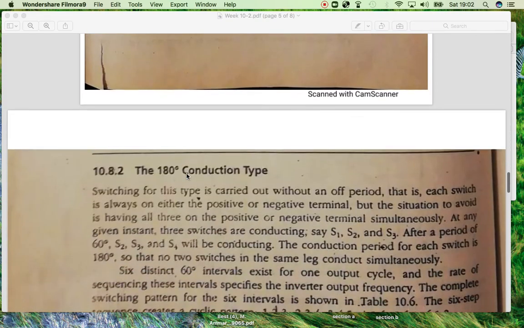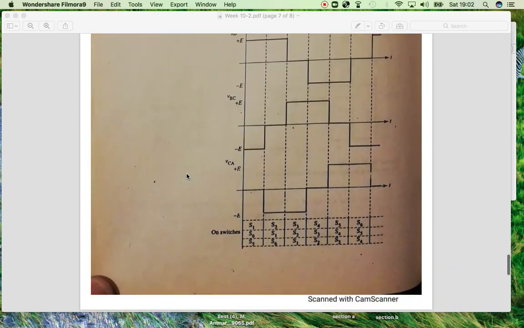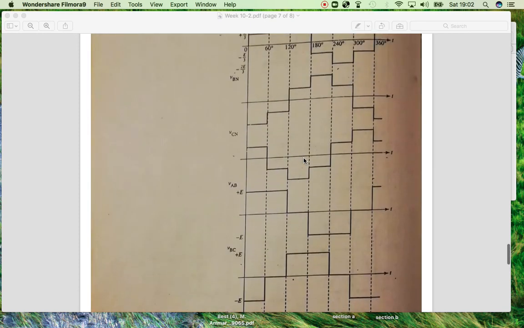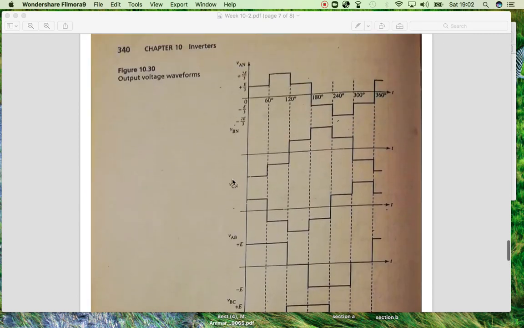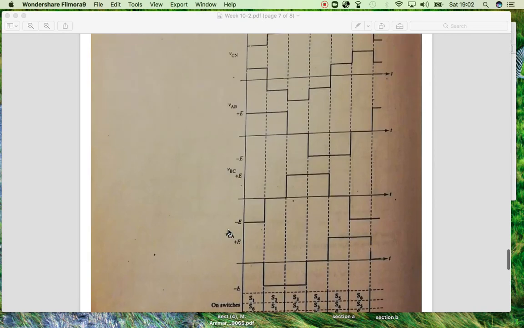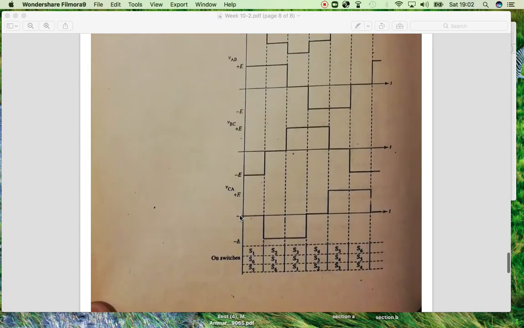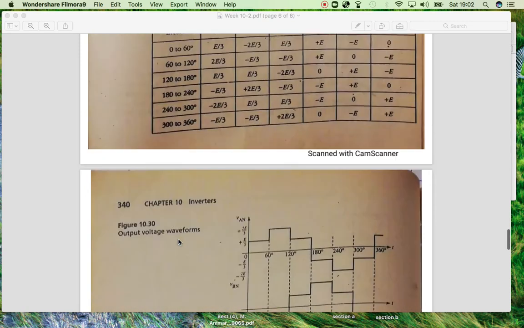In the 180-degree conduction mode, we have three switches on at a time, and each switch will be on for 180-degree duration. We have 60 degrees for this, 60 degrees for this and 60 degrees for this. Here too we have specified 6 voltages, 3 for the Y and 3 for the delta, and we can calculate the first 3 voltages, and from those with the help of the formula we can calculate the delta voltages, which are the line voltages.